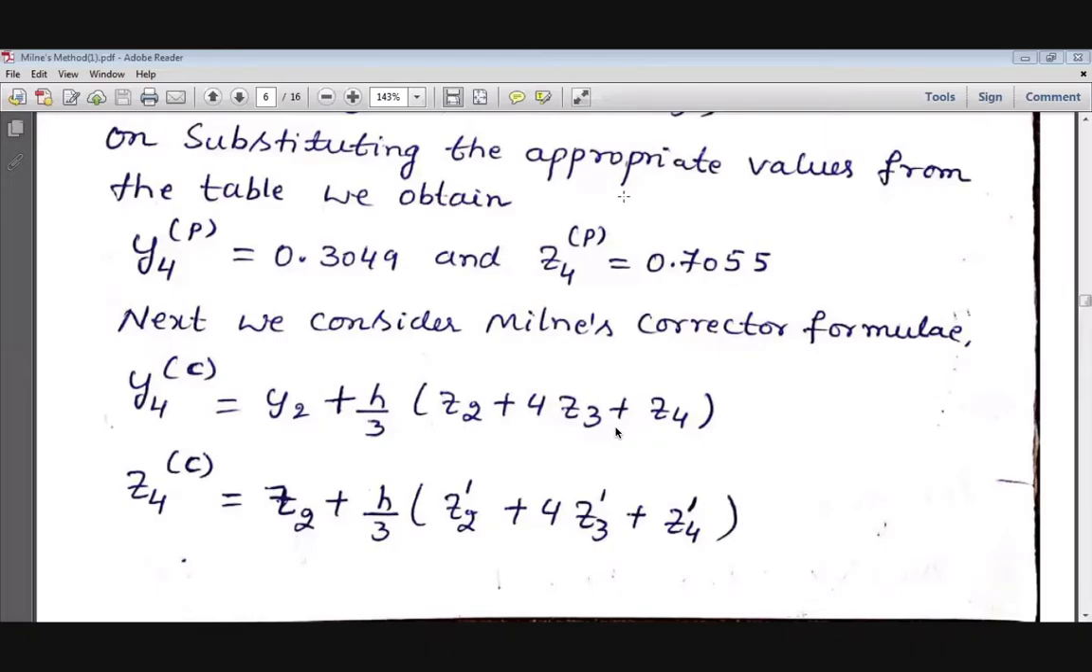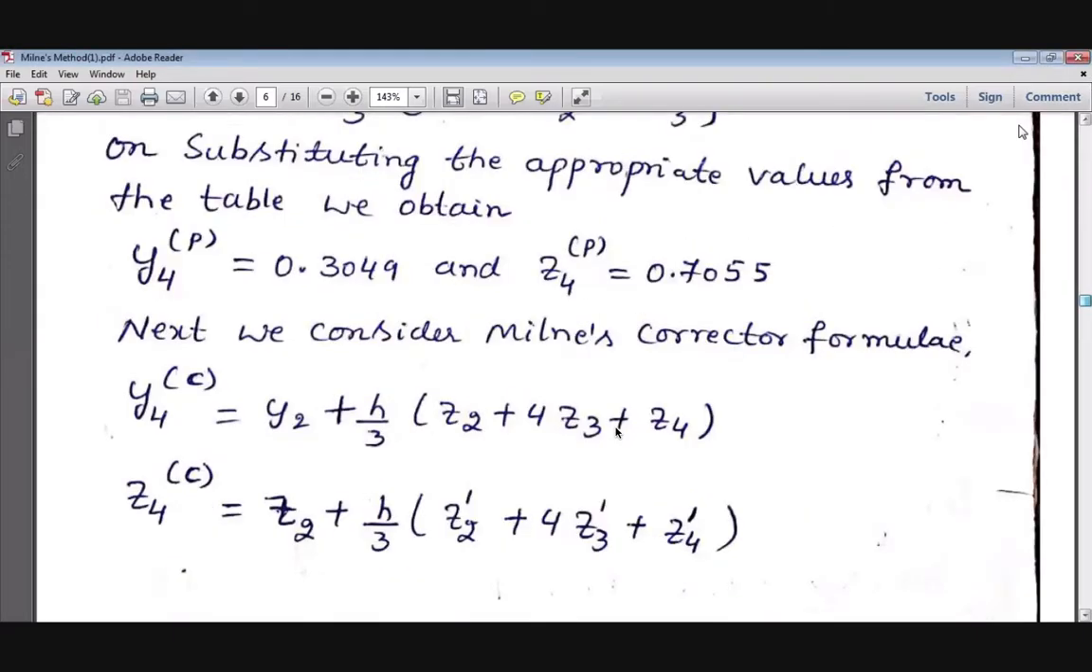Milne's method for second order ordinary differential equations.